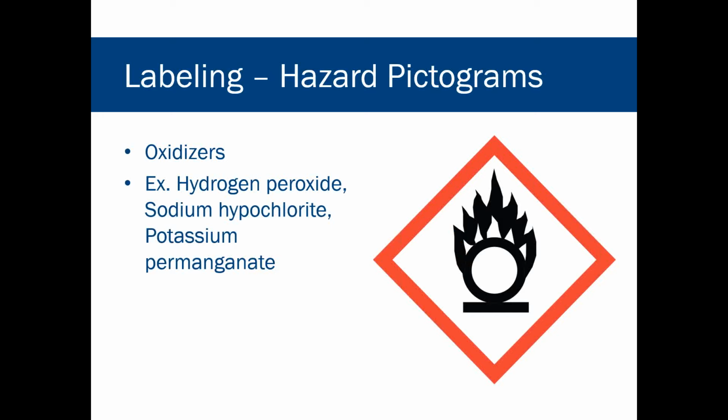The first one is oxidizers. An oxidizing agent is not necessarily combustible by itself, but because it yields oxygen, it may cause another material to combust. Some examples of these are hydrogen peroxide, sodium hypochlorite, which is also known as bleach, and potassium permanganate. These chemicals are identified with the pictogram of a flame over a circle. This is the same picture you will have for a DOT oxidizer label.